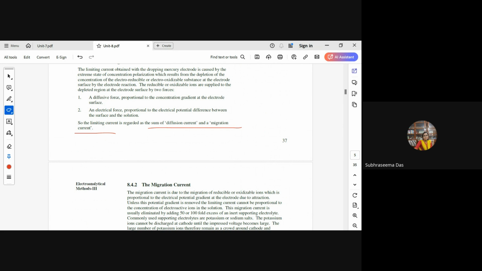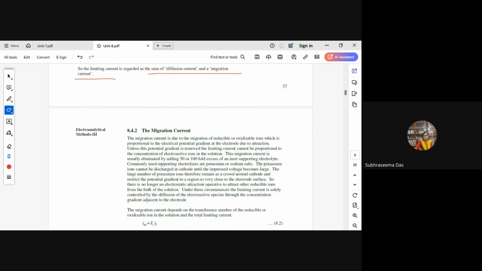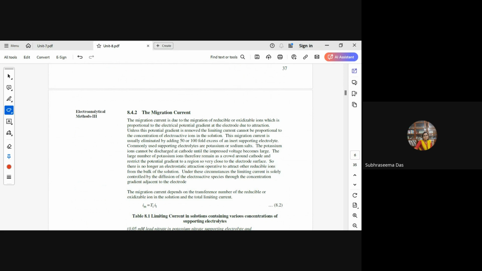Now the migration current. The migration current is due to the migration of either the reduced species or the oxidized species, which is proportional to the electrical potential gradient at the electrode due to attraction. Unless this potential gradient is removed, the limiting current cannot be proportional to the concentration of the electroactive species. Now, the migration current is usually eliminated by adding an excess of a supporting electrolyte.